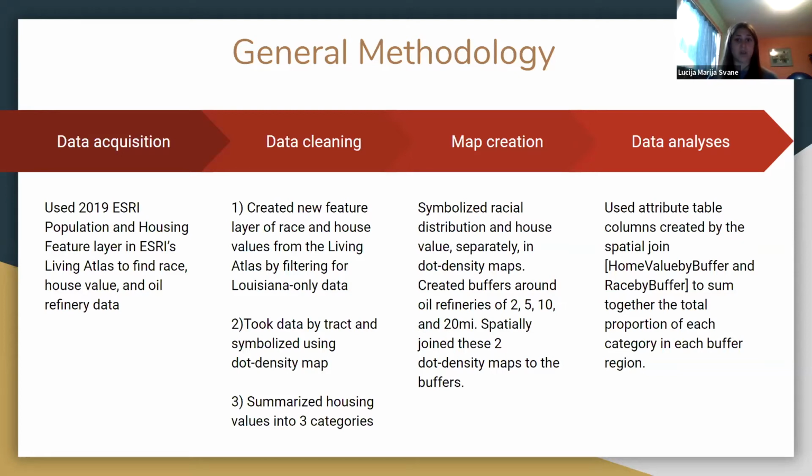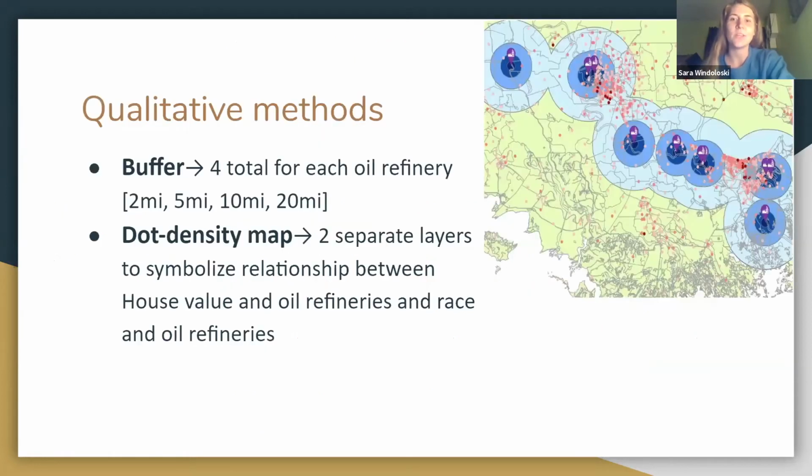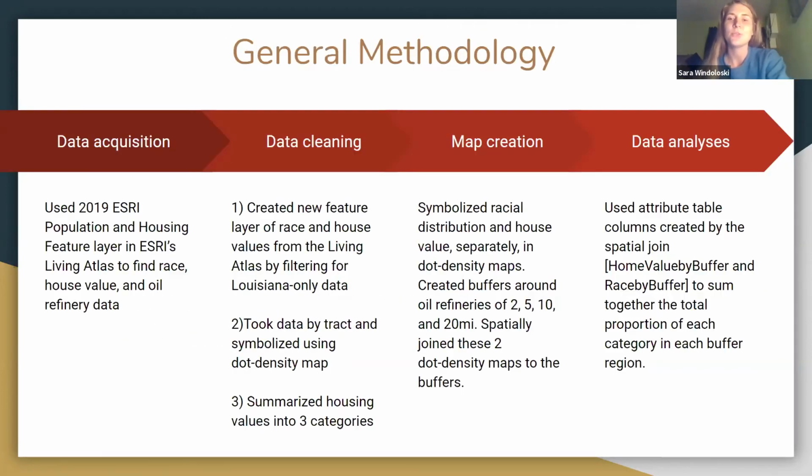Then we made 2 separate maps, one with the racial distribution and one with house values, separately in dot density maps, and created buffers around oil refineries for both of those maps of 2, 5, 10, and 20 miles. And I spatially joined these 2 dot density maps to the buffers and created 2 layouts that represent those 2 maps separately.